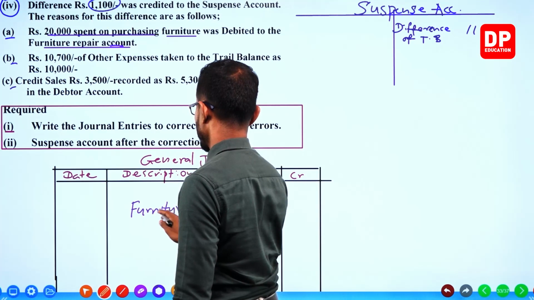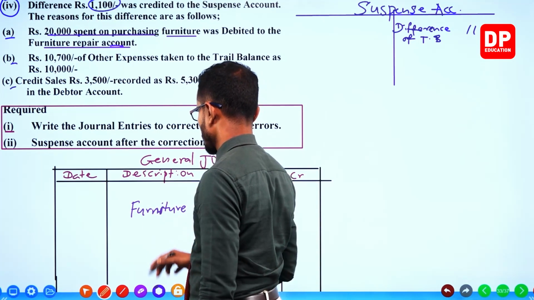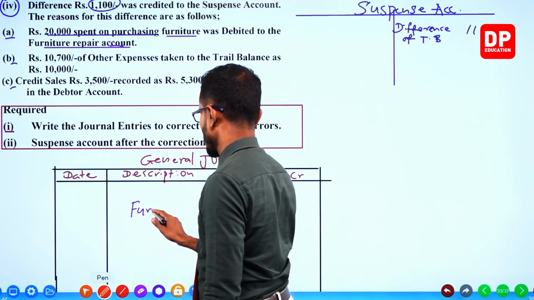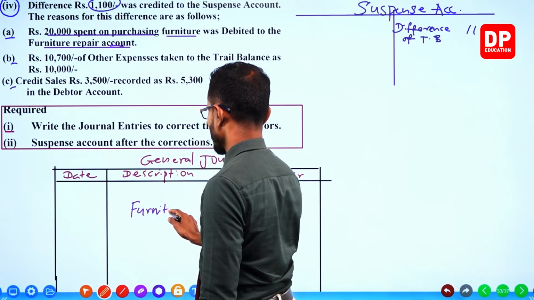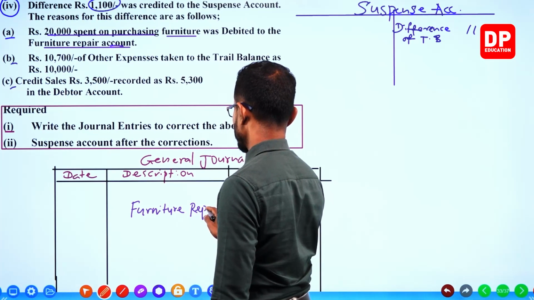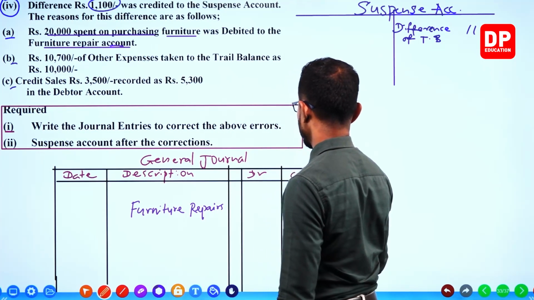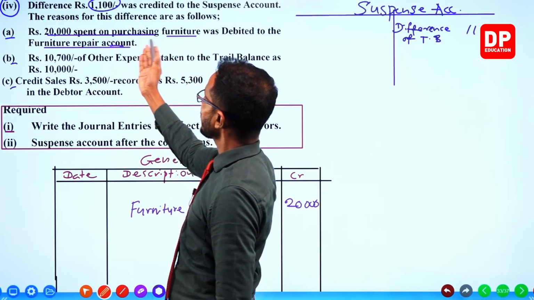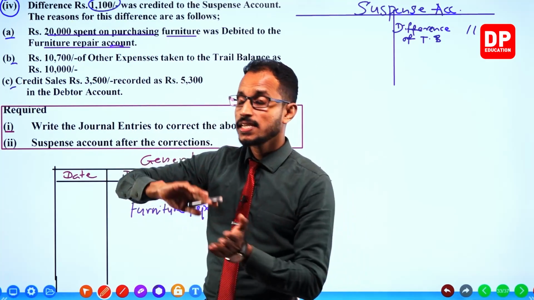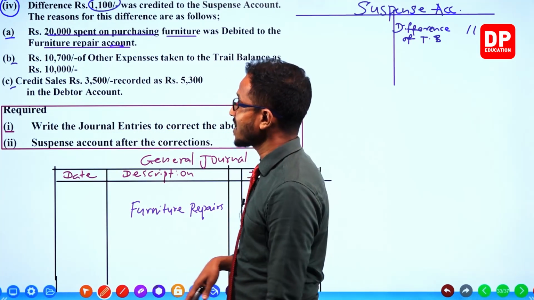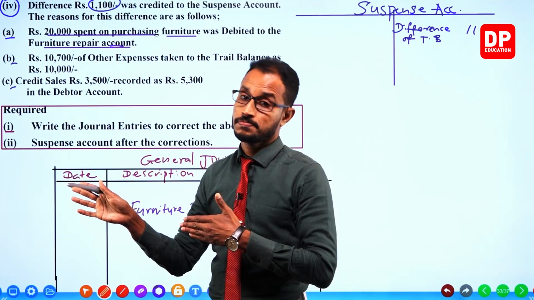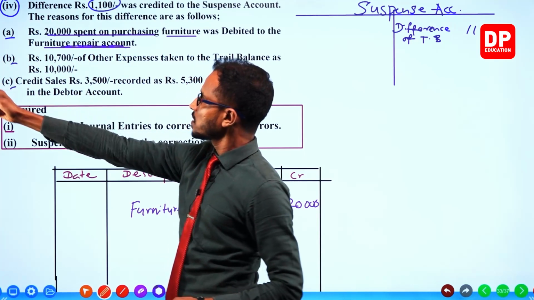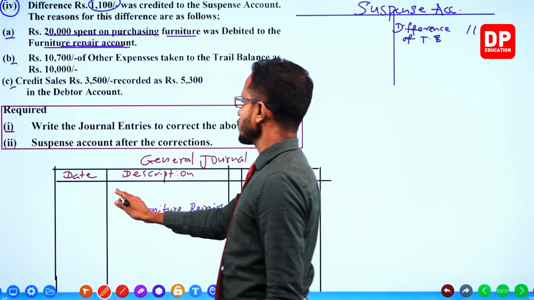Furniture repairs credited 20,000, and 20,000 spent for purchasing furniture. Furniture is an asset. Asset increase, debit to the asset account because that is an asset increase. Mistakenly recorded, debited in furniture repairs account. Now we corrected: furniture repair account credit. Put it to the furniture account.